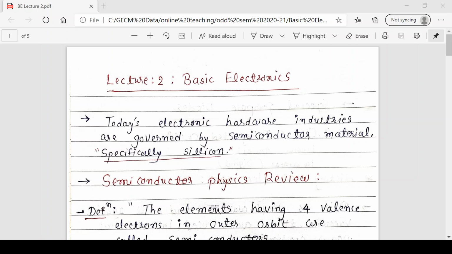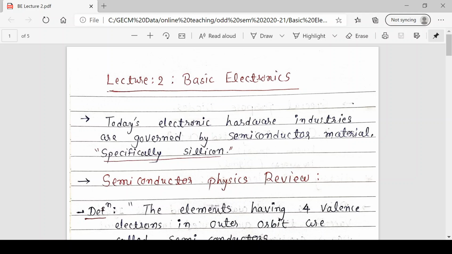As you can see, today our focus is on semiconductor physics review. So as you know, most of the electronic hardware industries nowadays are governed by semiconductor material, and specifically that material is silicon.